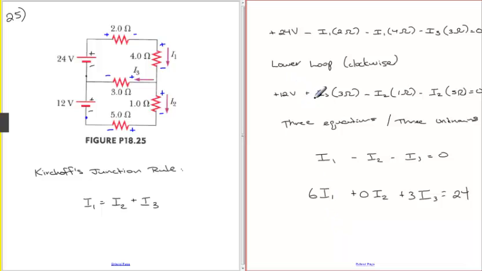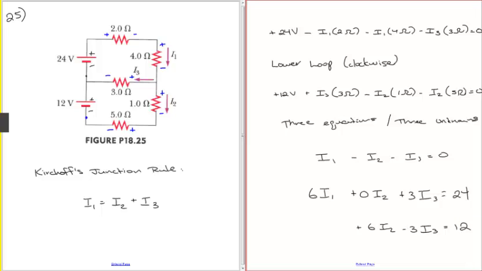Likewise, we can subtract this from both sides and then divide by negative 1. So these would end up being positive. So you have 1 ohm plus 5 ohms is 6 ohms. And that's times I2. So we have plus 6I2. But this one, when we divide by negative 1, becomes negative. So we'd have negative 3I3 is equal to 12. So those are three equations in three unknowns, a system of linear equations.